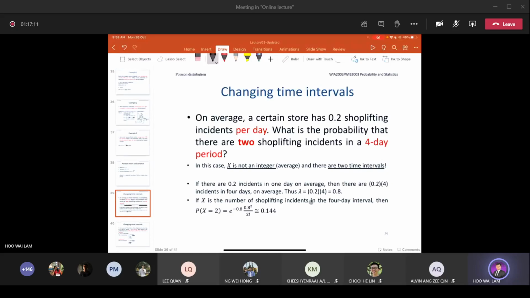So if X is the number of shoplifting incidents in the 4-day interval, then the probability for you to have 2 shoplifting incidents is e to the power of -0.8 times 0.8 to the power of 2 divided by 2 factorial, and then you get 0.144. Okay, so this is how you change your lambda values based on the time interval, right?